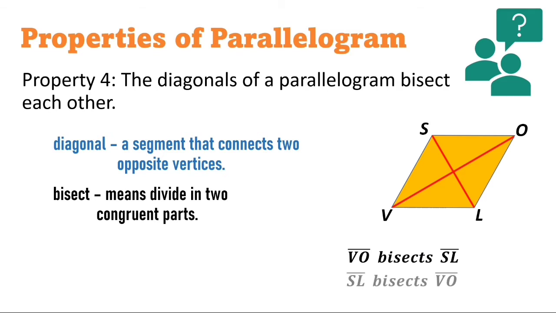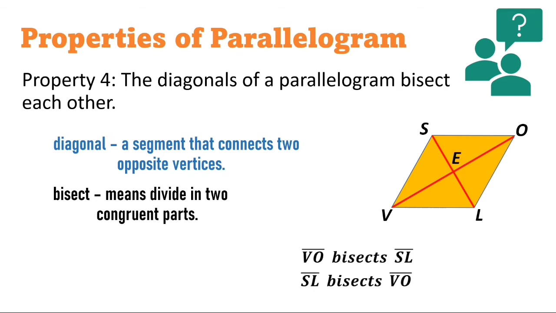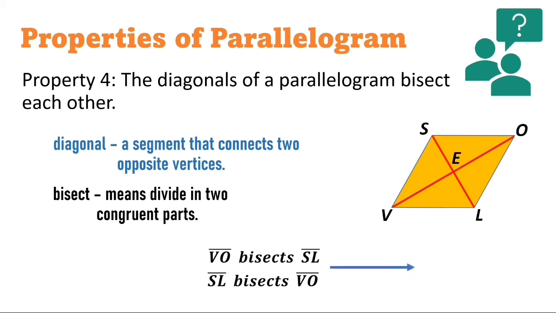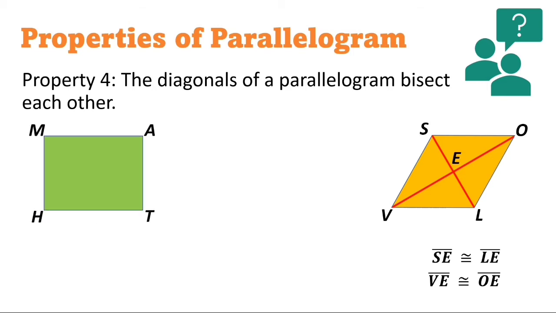In the example, the diagonals VO and SL bisect each other at point E, which means the line segment SL is divided into two congruent parts, such as line segment SE is congruent to line segment LE. At the same time, line segment VO is divided into two congruent parts, such as line segment VE is congruent to line segment OE. Okay, another example.